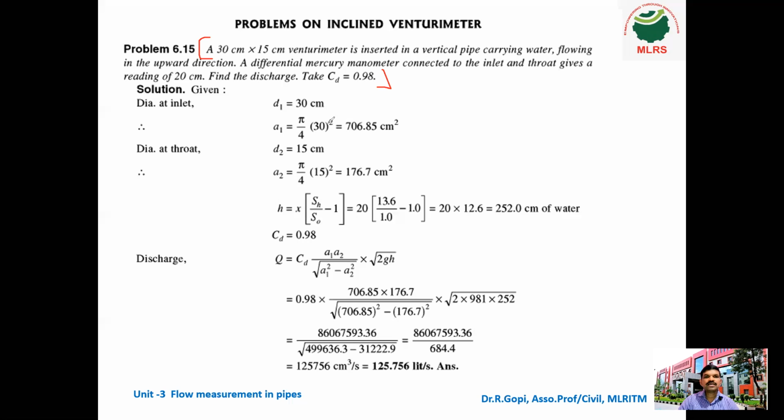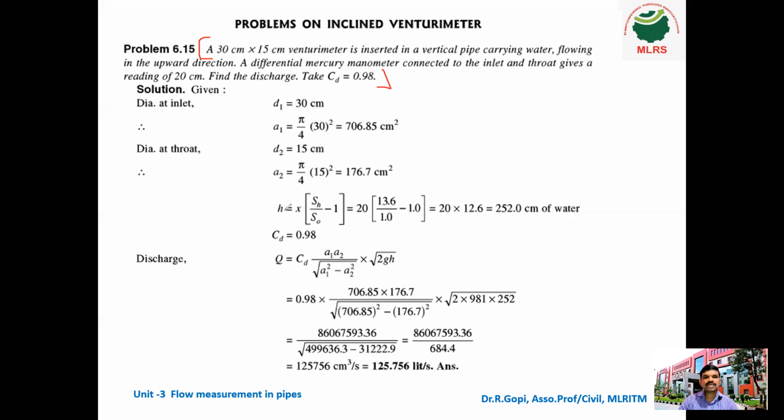Find the discharge. Now write the given data. D1 is 30 centimeter. I kept all the values in centimeters; otherwise you can keep them in meters. The corresponding area of the pipe is pi by 4 into D squared. D2 is 15 centimeter. Here they gave the size of the Venturi meter: the first dimension indicates the diameter of the pipe, and the second dimension indicates the diameter of the throat of the Venturi meter. So D2 is 15 centimeter and the corresponding A2.